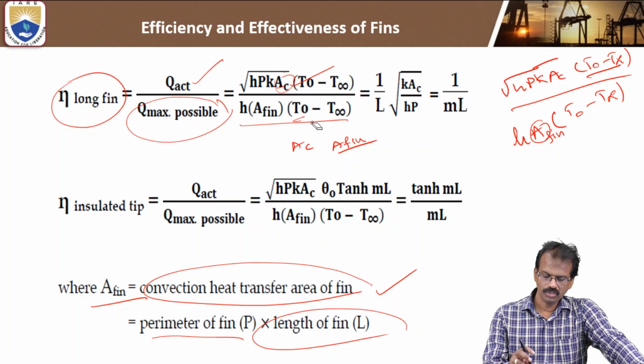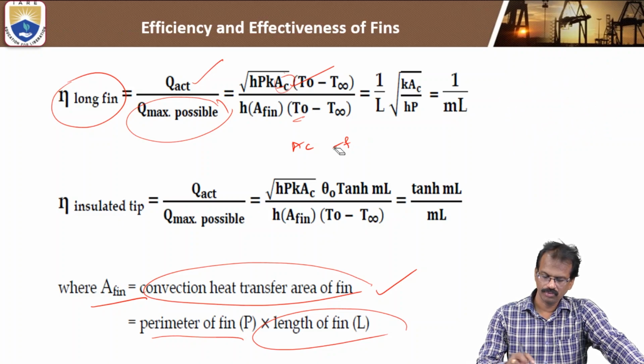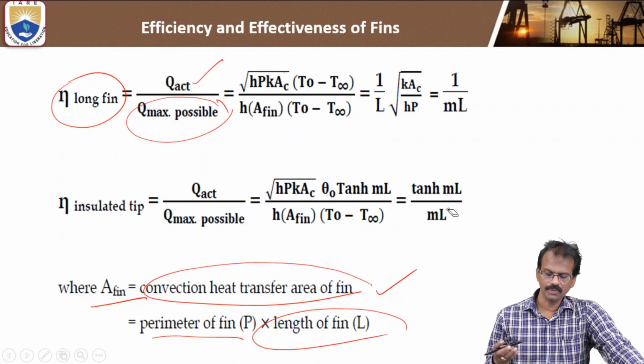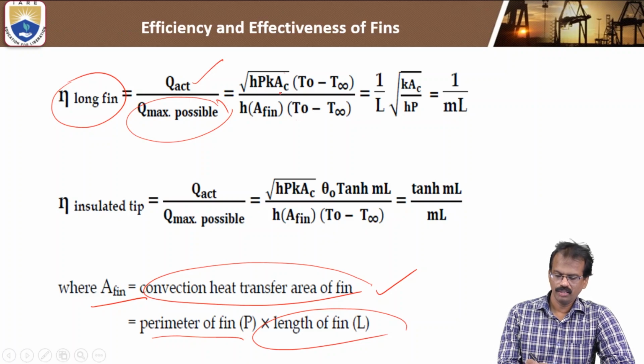If you substitute the values of A_c and A_fin, then we will get this formula: the square root of hPkA_c divided by h into A_fin, the area of the fin.